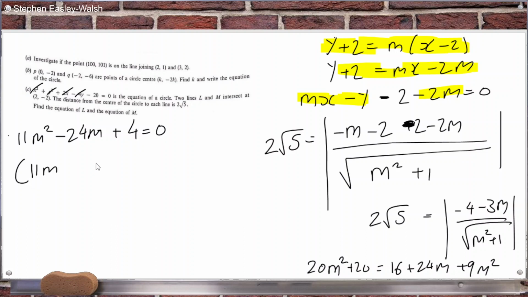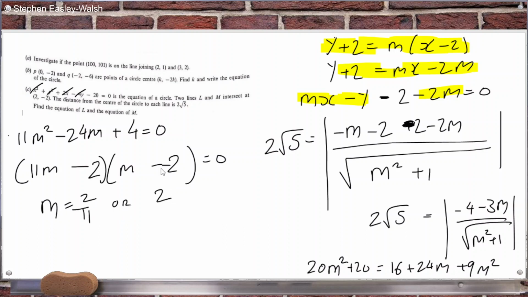11m, m, 2 and 2 equals 0. Minus and minus, that's 11m squared plus 4, minus 22, minus 2. So m is 2 over 11 or 2.